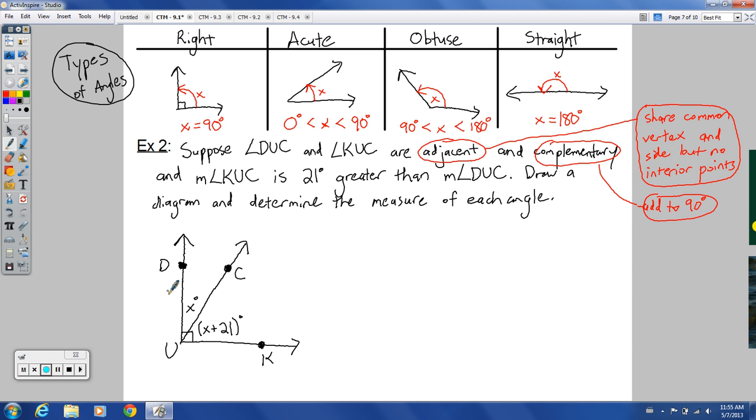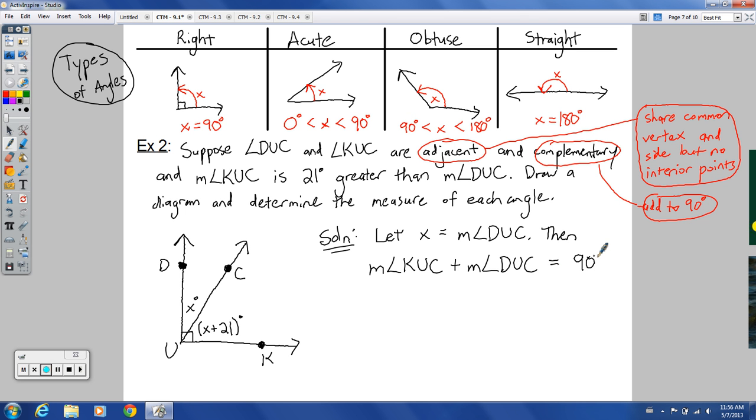So from there, hopefully it's a little easier to see how we could solve this. But here's our solution. Let x equal the measure of angle DUC. First tell me what your variables are representing, and then we can set up our equation. We can say that DUC plus KUC, or KUC plus DUC, the order of those two doesn't really matter, that plus that would have to equal 90 degrees since they're complementary, since they add to 90. Let's make a little arrow here pointing right to there. That's where that came from.